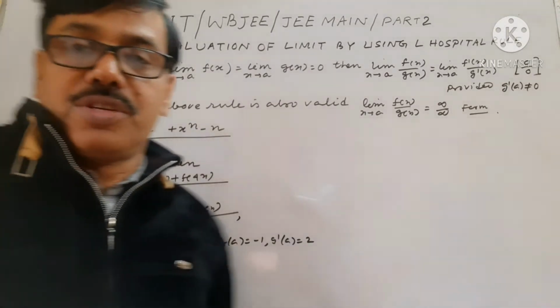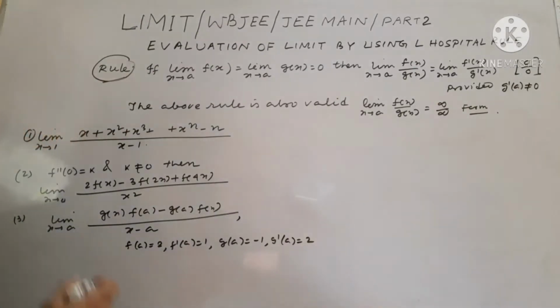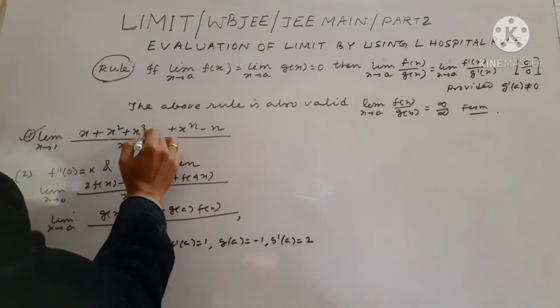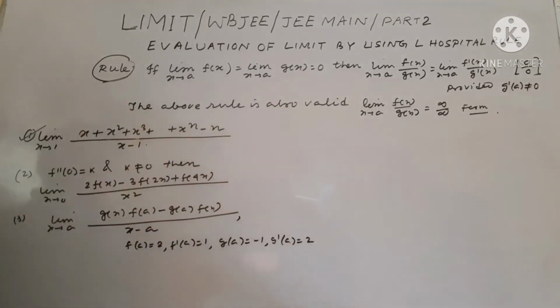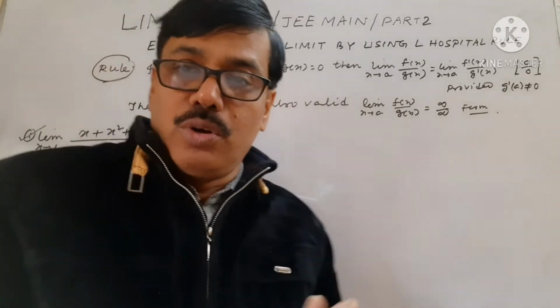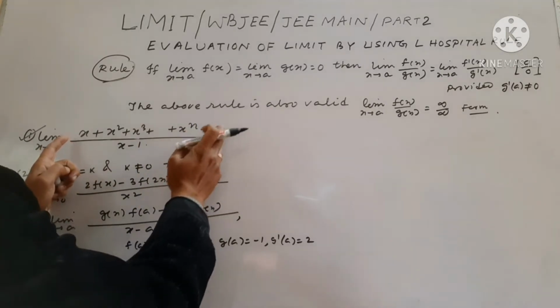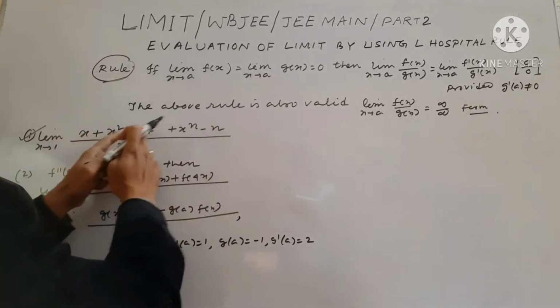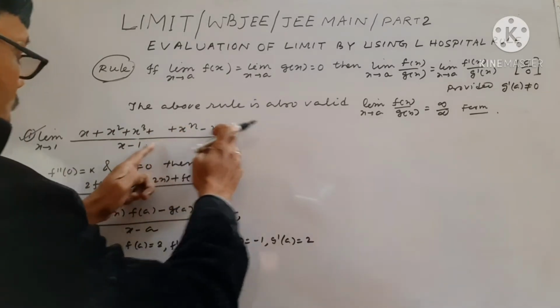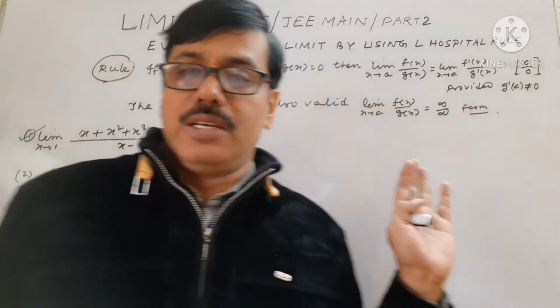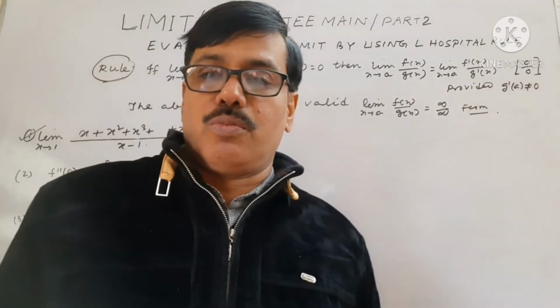So, let us consider an example. Problem number 1: limit x tends to 1 of (x plus x square plus x cube and so on up to x to the power n, minus n) by (x minus 1). Now, without using L'Hospital rule, we write the numerator as (x minus 1), (x square minus 1), (x cube minus 1), up to (x to the power n minus 1), by x minus 1. Then, writing it as a sum of n limits, we can evaluate it using the standard formula.